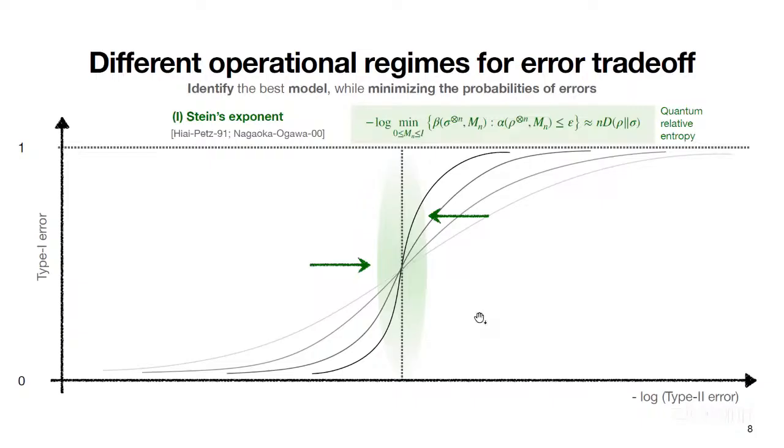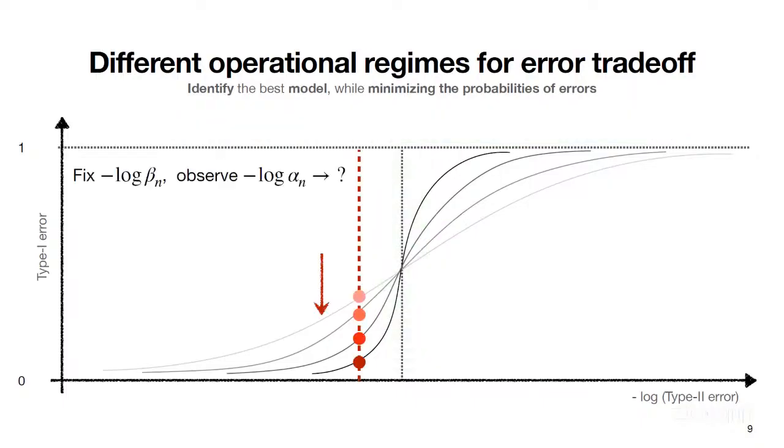Mathematically, you fix the type 1 error probability within a threshold epsilon, and you optimize the type 2 error probability, and you observe the behavior. This ultimate limit we later know is essentially given by the relative entropy between the quantum states rho and sigma. This is the so-called quantum Stein's lemma by Hiai and Petz, and also Nagaoka and Ogawa. With this, we can have another regime to study.